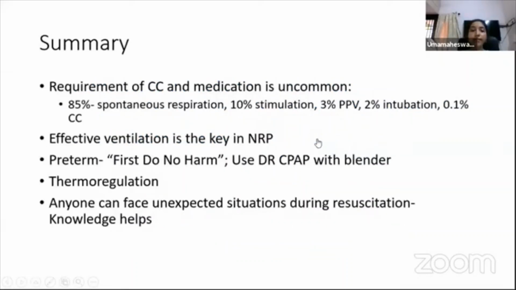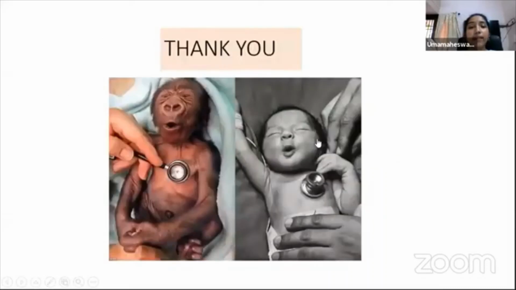So to summarize, the requirement of chest compression or medication, as insisted by my previous speakers, was quite uncommon. Effective ventilation is the key in NRP. In preterm, first do no harm. Use delivery room CPAP with blender. Thermoregulation will be important. Anyone can face unexpected situations during resuscitation. So your knowledge on these situations would help. Thank you.